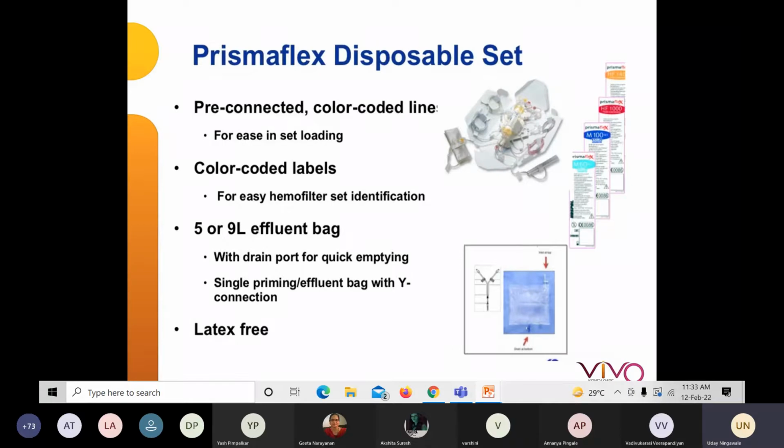Prismaflex disposable sets have pre-connected color-coded lines for easy set loading, and color-coded labels for easy hemofilter set identification. And there are effluent bags in this box. You can see the effluent bags. They can be 5 liter to 9 liter effluent bags with a drain port for quick emptying, and a single priming effluent bag with Y connectors. So it is very easy, and it is latex free.